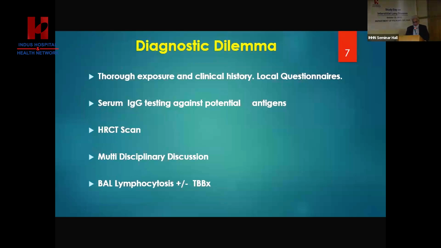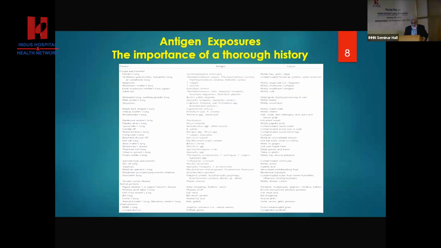So, how do we go about solving the diagnostic dilemma? A thorough exposure and clinical history is really mandatory. It is very important. You can adapt local questionnaires. Then serum IgE testing against potential antigens, the HRCT scan, multidisciplinary discussion, and BAL lymphocytosis, or further on, other semi-invasive procedures. And this is the long list of antigen exposures. Therefore, the importance of a thorough history.